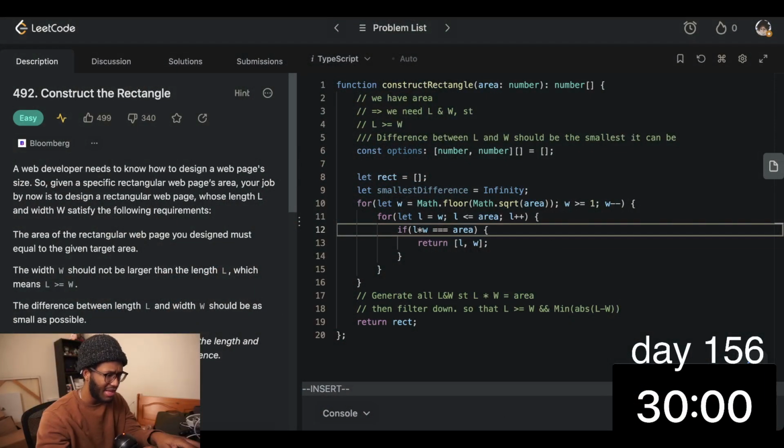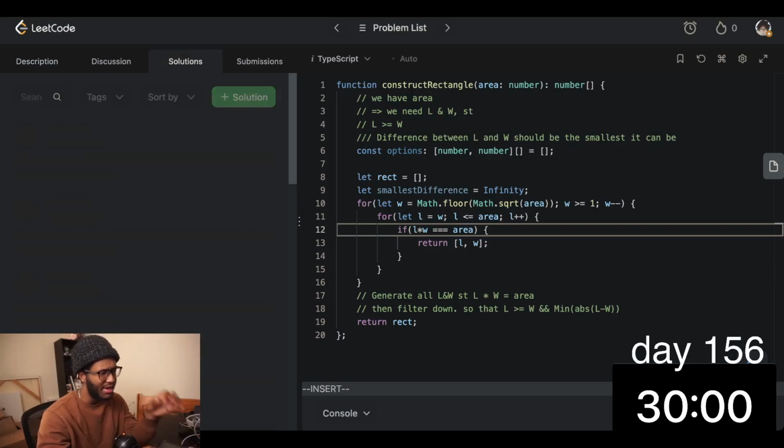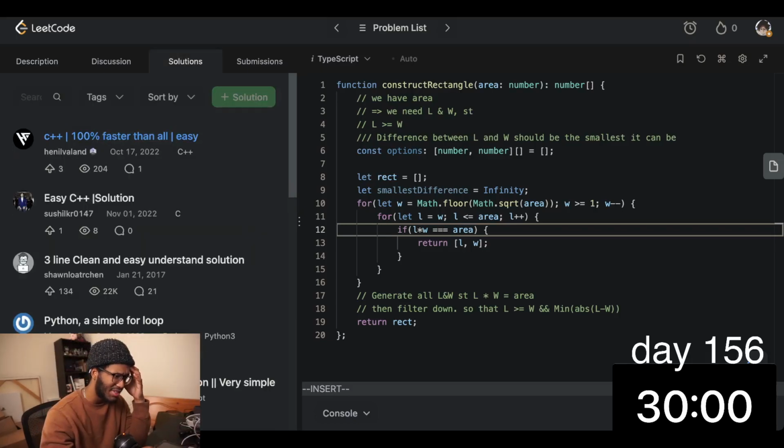But yeah, so we're just going to jump into it today. We were stuck on a problem called construct the rectangle. And we pretty much can do it in n squared time, but I'm pretty sure there's just a math solution that we're not getting. And to be honest, that seems like what this is.